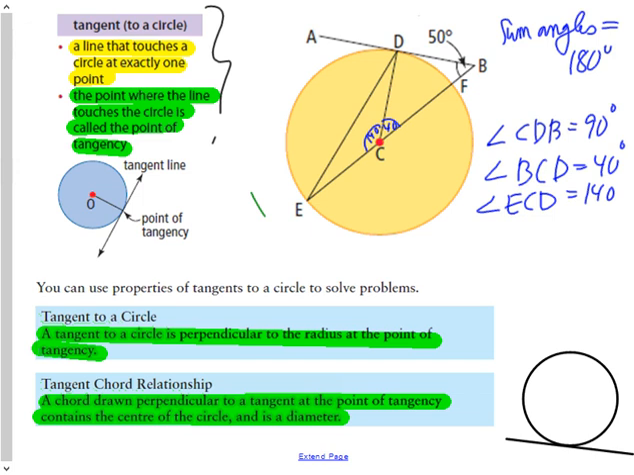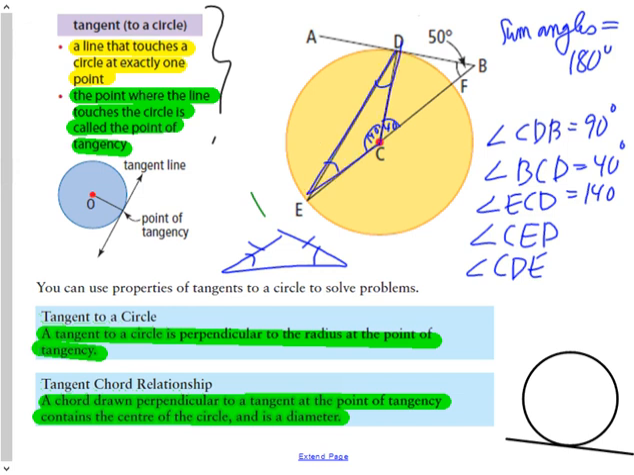Now we're not done yet because we actually can figure out angle CED and angle CDE as well. So this angle right here and this angle right here are not hard to figure out. Again, we have to go back to, I think it was 10.1, that we talked about isosceles triangles. An isosceles triangle has two sides that are equal in measure, and the base angles of an isosceles triangle will always be equal. Well, how do I know this triangle right here is actually isosceles?